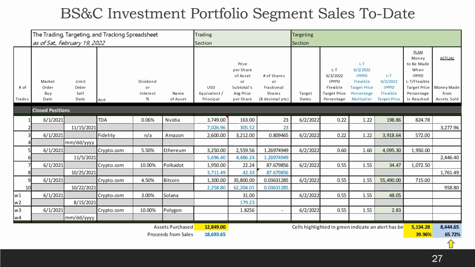$8,444.65, or 65.72%. Not just the $5,134.28 or 39.96% planned. To date, we have made $3,310.37 more than we planned to make in 12 months. We have made 25.76% over plan.